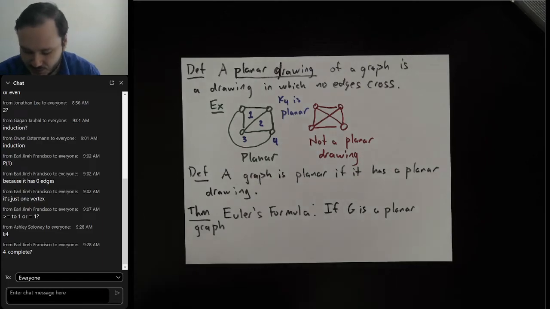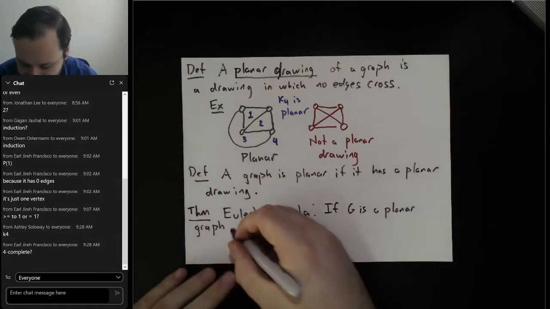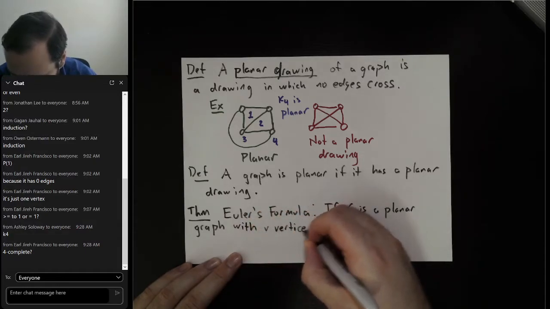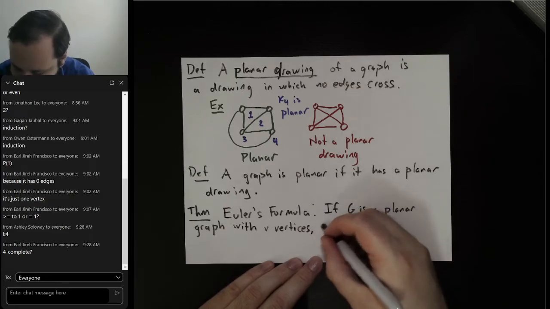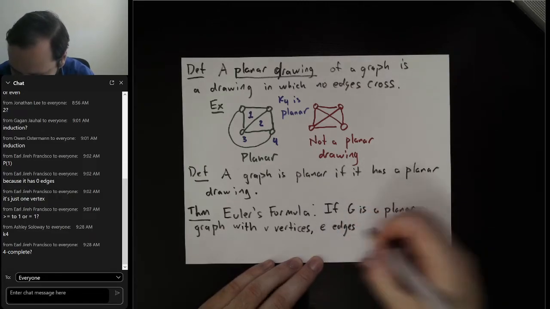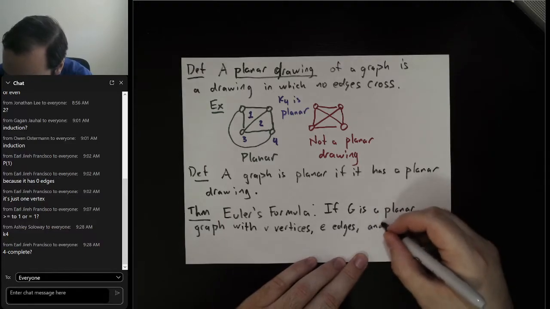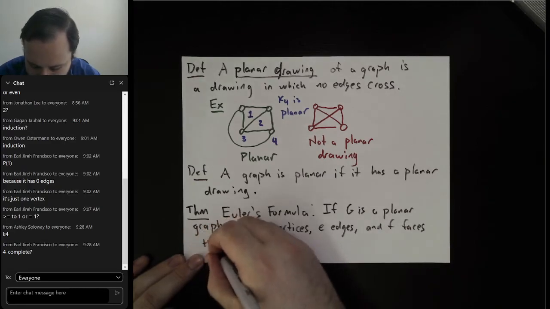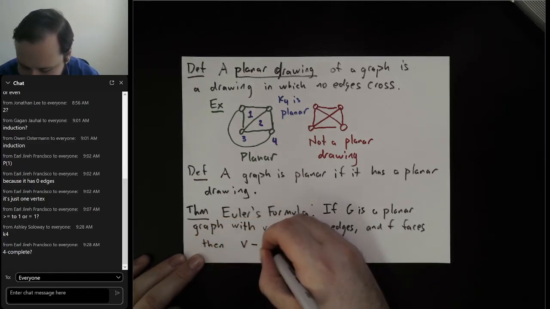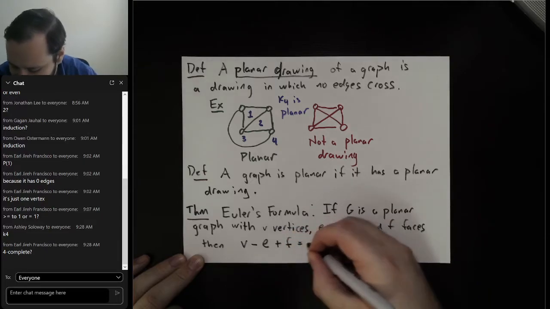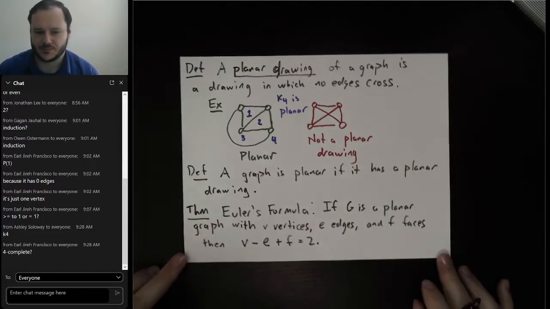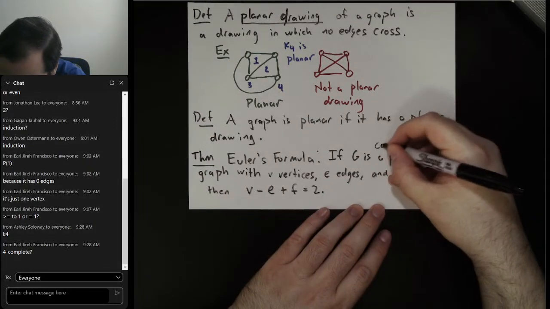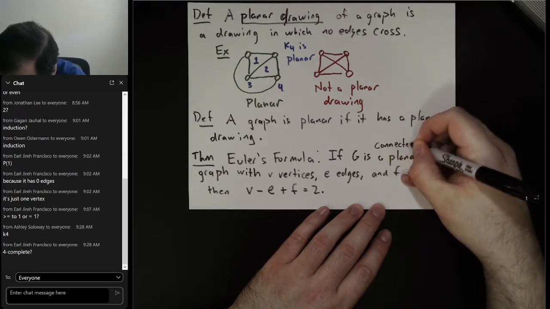So if G is a connected planar graph with V vertices, E edges, and F faces, then V minus E plus F is equal to 2.